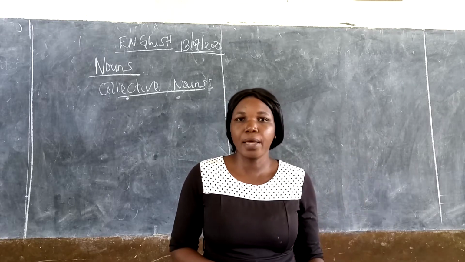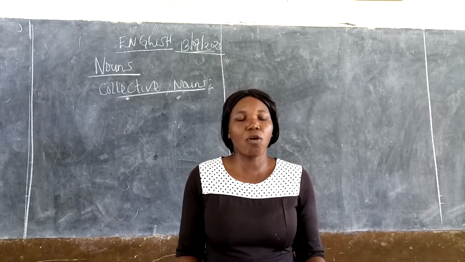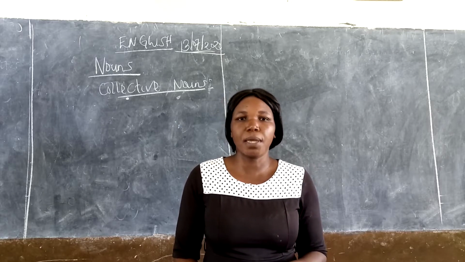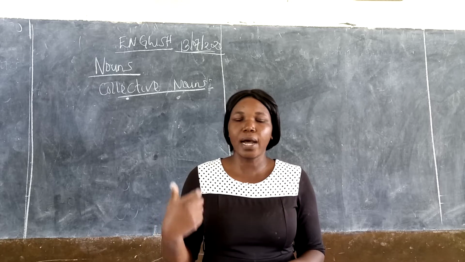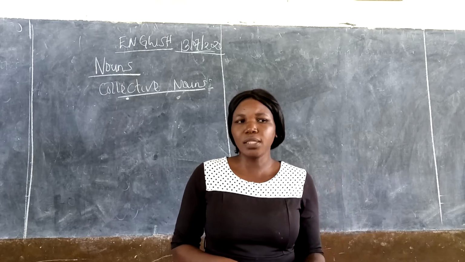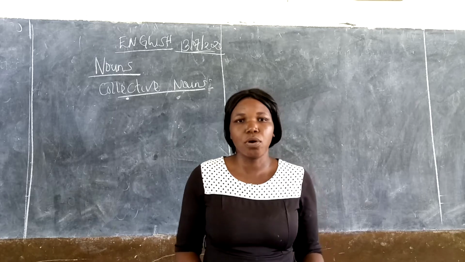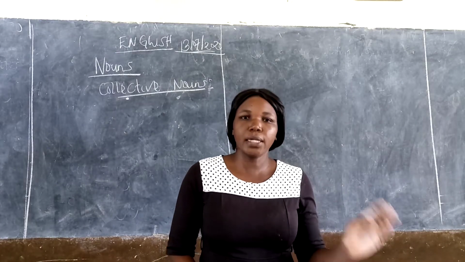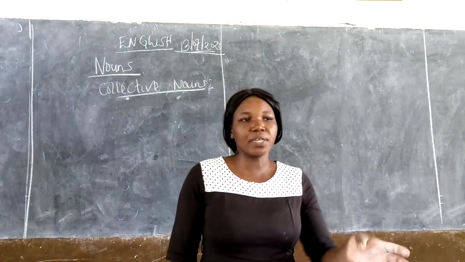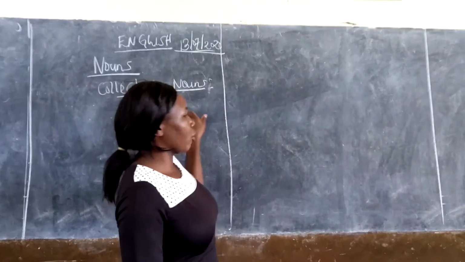We have a cup. We have different types of cup. But when you say a cup, we are just meaning a common cup. That is a common noun. But when you say a cup made of glass, we are now differentiating these types of cups, so that becomes a proper noun. Like I said, when I say I need an English book, that becomes a proper noun. But when I say I need a book, there are different types of books, so that one is a common noun. So today we are going to talk about collective nouns.